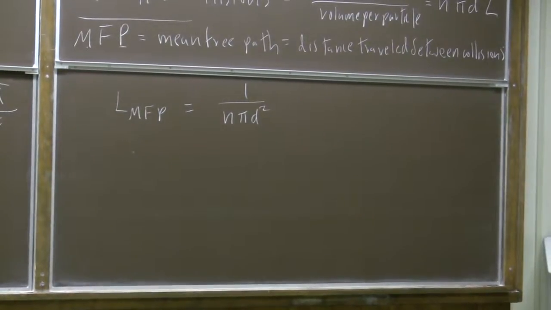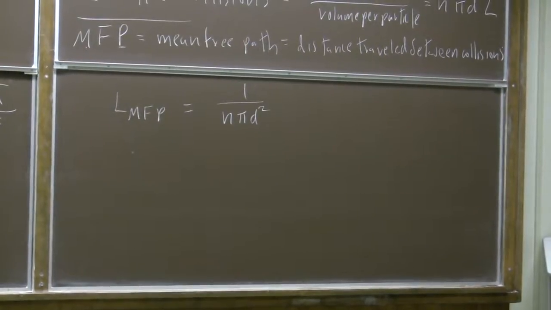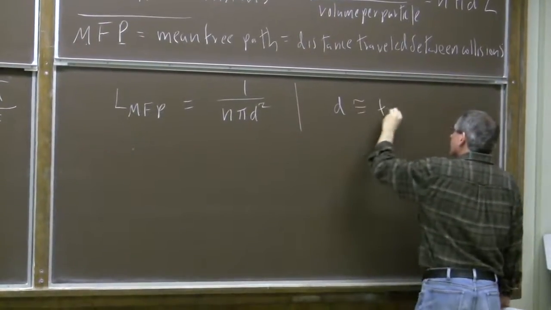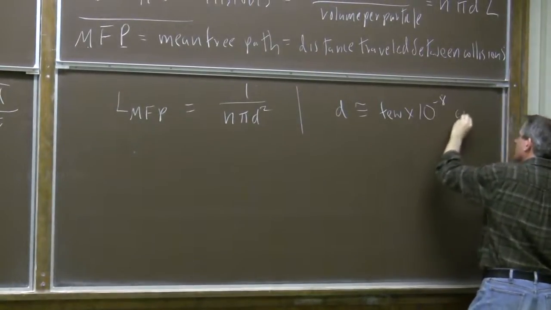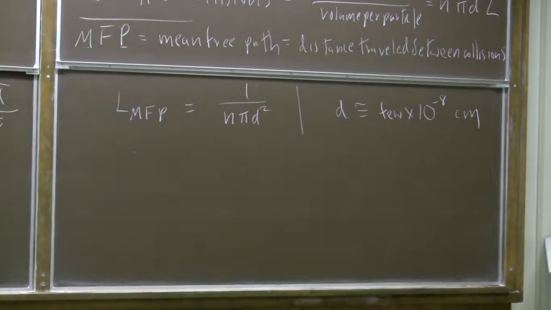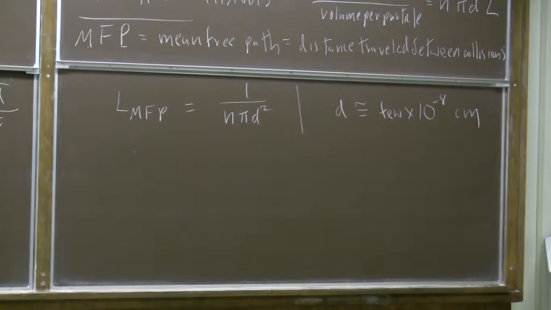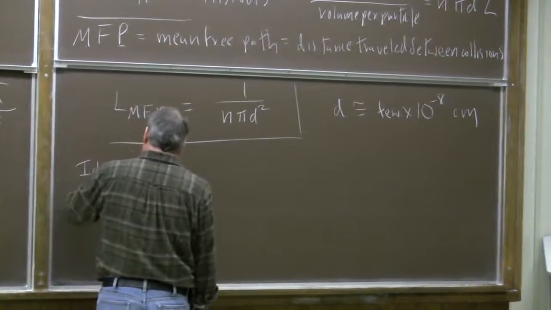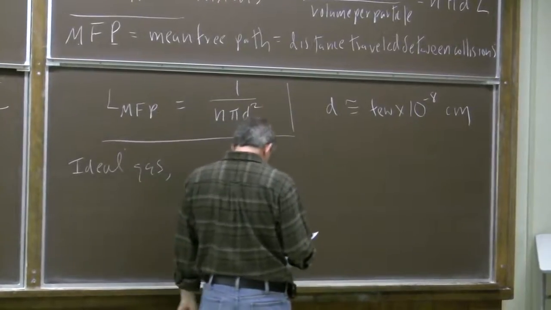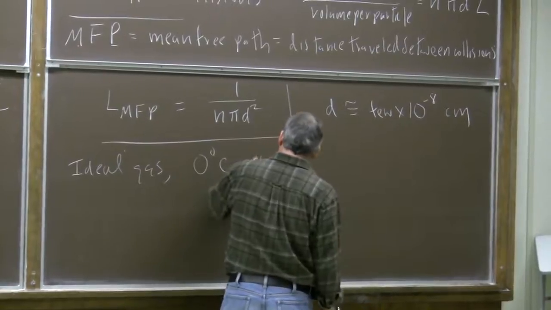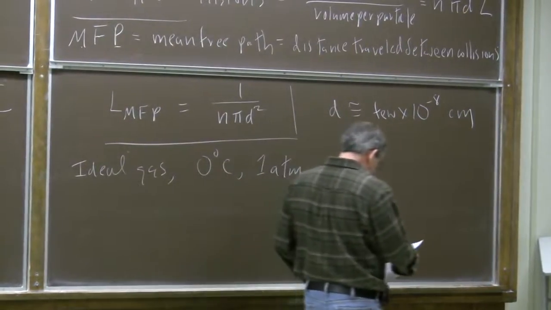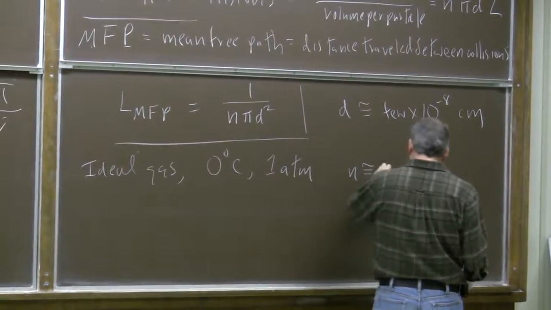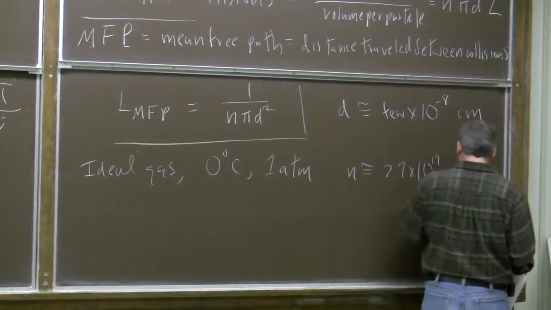So typically, how big are molecules? A few angstroms? Yeah, let's say a few angstroms. And what's the concentration of an ideal gas at standard temperature and pressure? 22.4 moles per liter. All right, that was quick. So if we consider an ideal gas, and let's say it's 0 degrees Celsius and 1 atmosphere, then the concentration, translating what you just said, is something like 2.7 times 10 to the 19 particles per cubic centimeter.